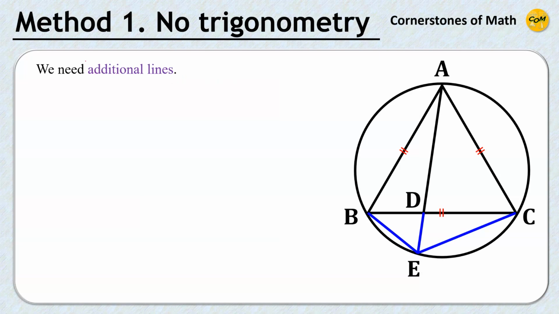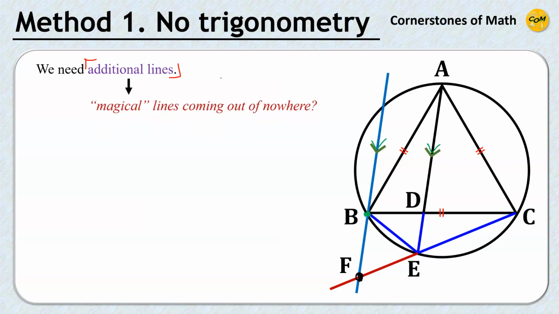Like I said, we need some additional lines, so let's draw these additional lines. First, we draw a line which is passing through point B and also parallel to line AD. So this is the first additional line, and we need one more. Second, we extend this line segment CE. Then these two additional lines will meet at a point outside the circumcircle, so let's call this point F.